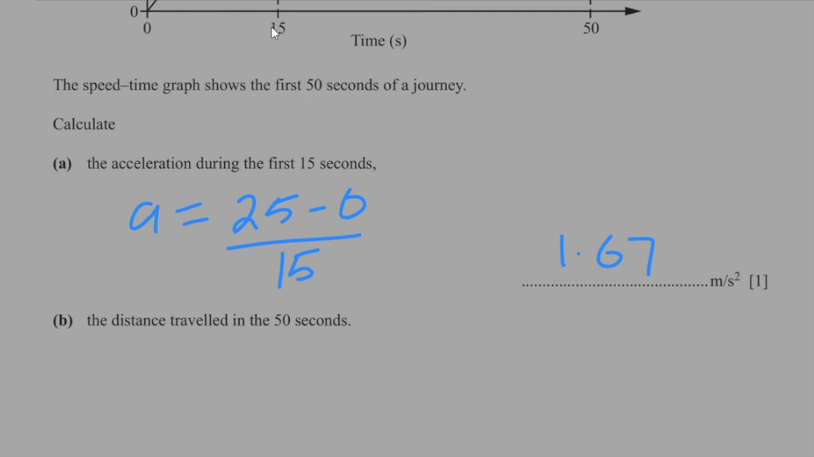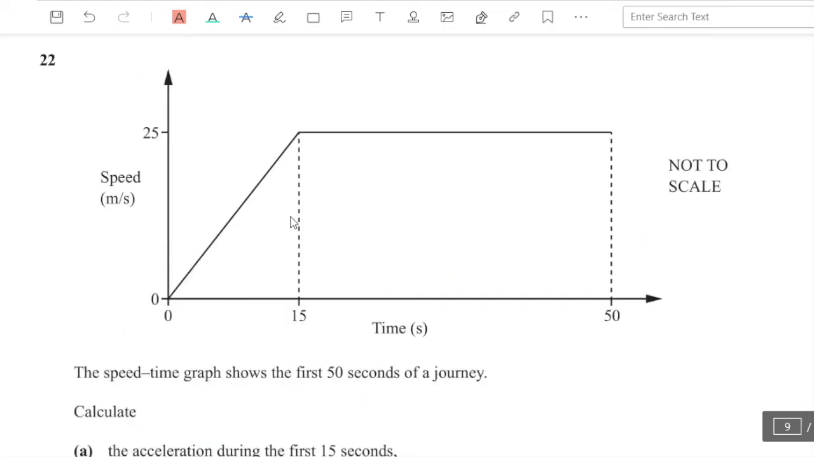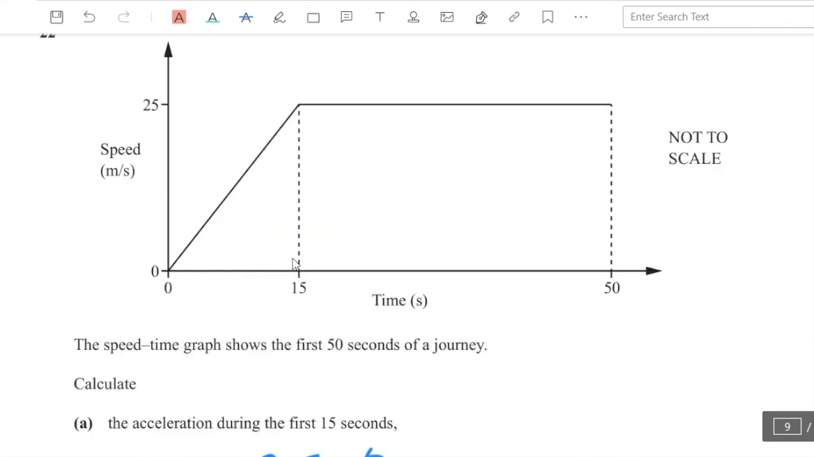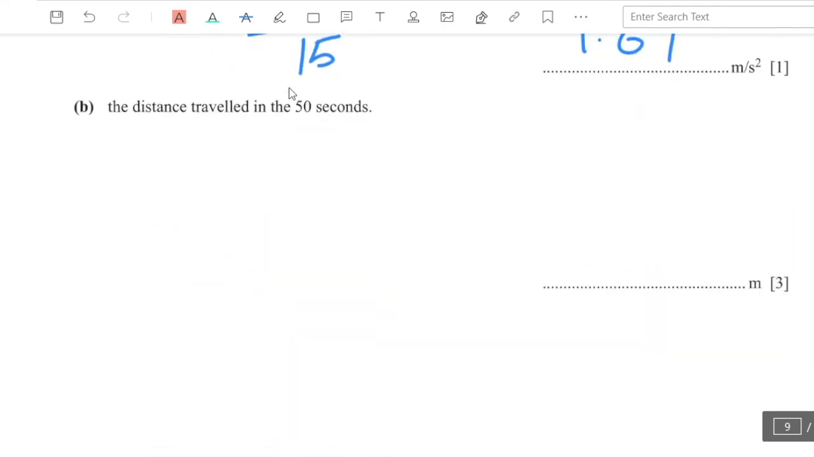Alright, so distance traveled is equal to area under the graph, and the area under the graph is a trapezium over here. The area of a trapezium is equal to half into sum of parallel sides. This side over here is 50 units long. However, this one is going to be 50 minus 15, that is 35. The difference between those sides is 25.